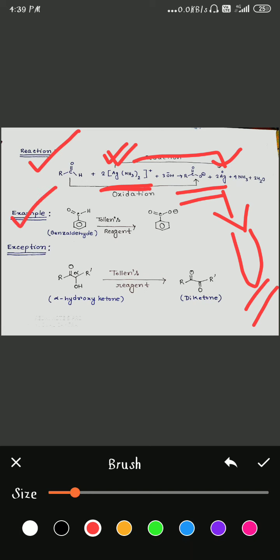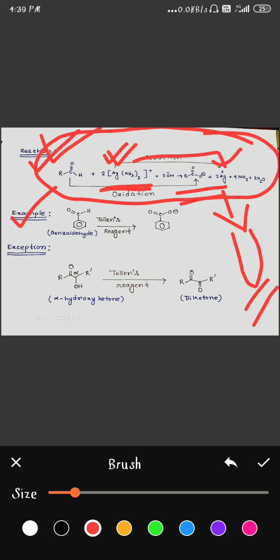Now, from this what can we say? This is a simple oxidation-reduction reaction, that means a simple redox reaction. The Tollens test gives a simple oxidation reduction reaction. Here is an example. We take an aromatic aldehyde, benzaldehyde, and then we add Tollens reagent, then we see the oxidation happens and the silver mirror is successfully formed.